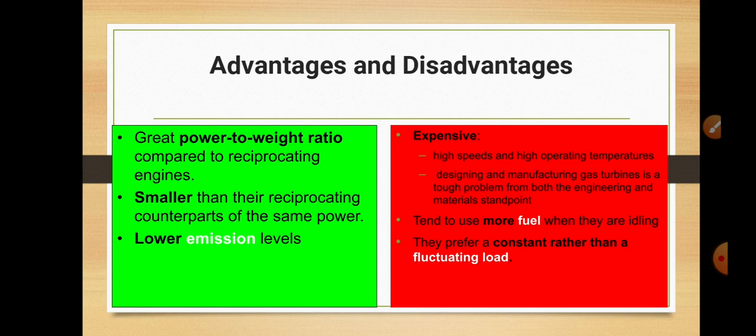If we move on to the disadvantages, these are expensive. High speeds and high operating temperatures are needed, so in order to design for these high speeds, we need to spend a large amount of money. Designing and manufacturing gas turbines is a tough problem from both the engineering and material standpoints. They have to sustain temperatures of a maximum of 3000 kelvins, so it is difficult to select the materials, and even if we select them, they will be very costly.